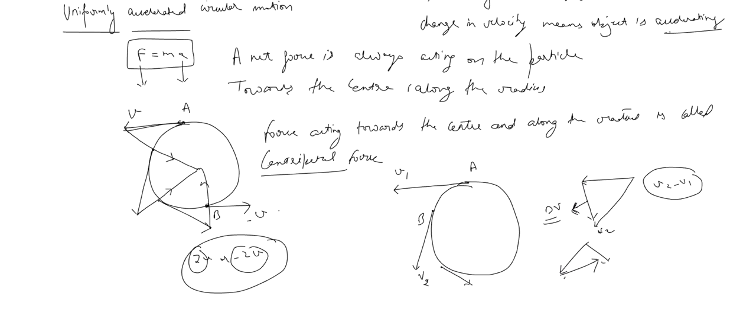So the change is constant. Change is constant because that acceleration will depend on the velocity with which the particle is moving and it will depend on the radius of the path. So since it is moving with constant velocity and the radius of the path is also the same, acceleration will always be the same.